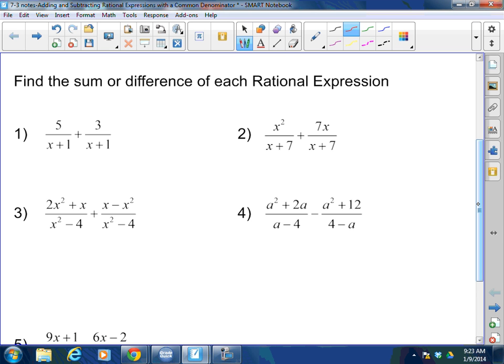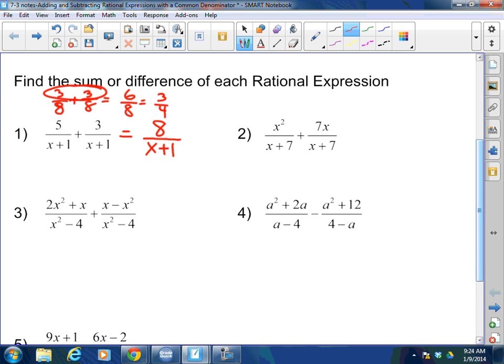So let's do it. 5 over x plus 1 plus 3 over x plus 1, they have common denominators. Literally, that's 8 over x plus 1. Done. Remember, you don't add the denominators together. You keep the same denominator because that's the common denominator. Again, just in case: if I have 3/8 plus 3/8, that's going to be 6/8, and then we can reduce that to 3/4. But you add the numerators, and you keep the same denominator.